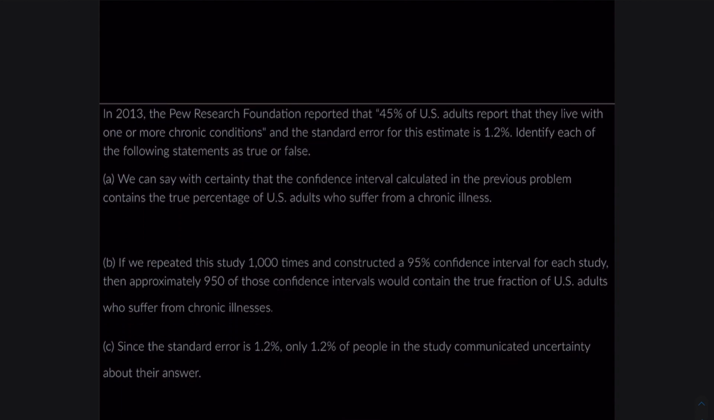So A, we can say with certainty that the confidence level calculated in the previous problem contains the true percentage of U.S. adults who suffer from a chronic illness. So we can't say with certainty. The thing here is that it says certainty. So that would be 100% certain that the confidence interval contains the true percentage of U.S. adults, right? And we don't know that. We're 95% confident of that. We're not 100% confident. So this would be false.